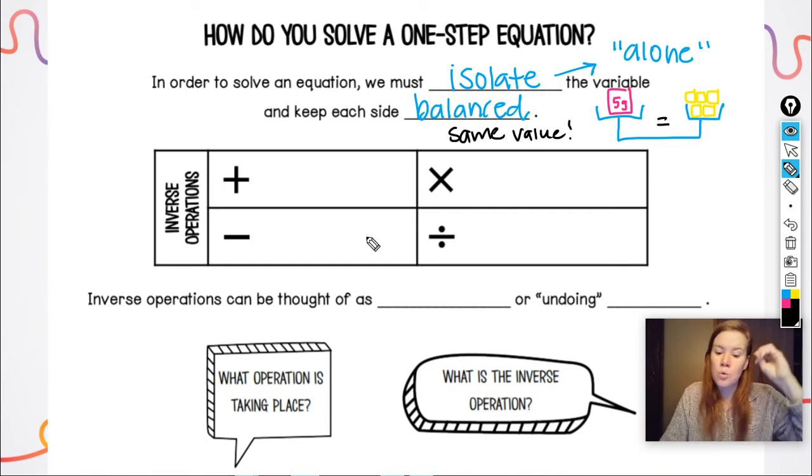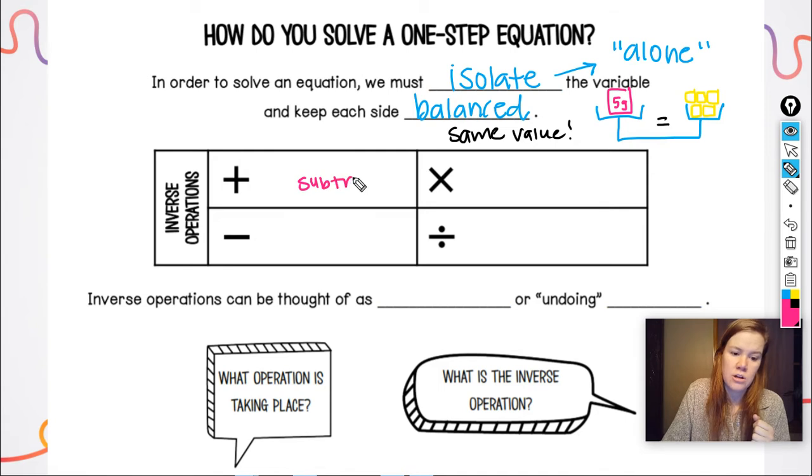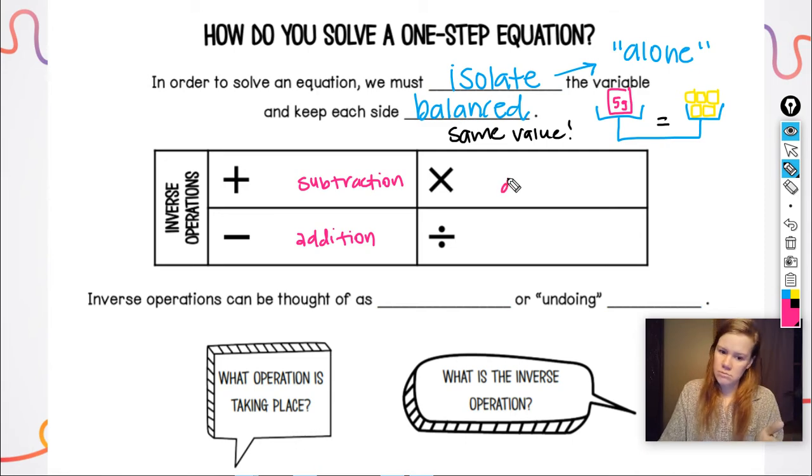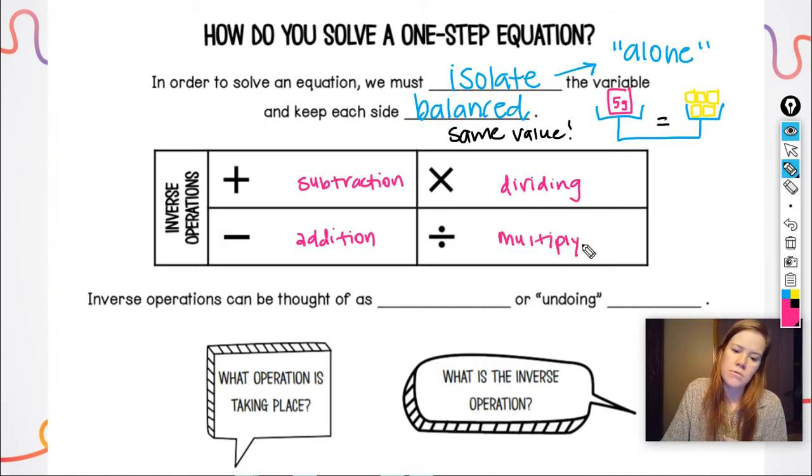But first, in order to maintain that balance, we are going to use inverse operations today. So the inverse operation, or the opposite of addition, is subtraction. So the opposite of subtraction is addition. The opposite of multiplying is dividing. And the opposite of dividing is multiplying. Okay, so these two are inverses and these two are inverses.